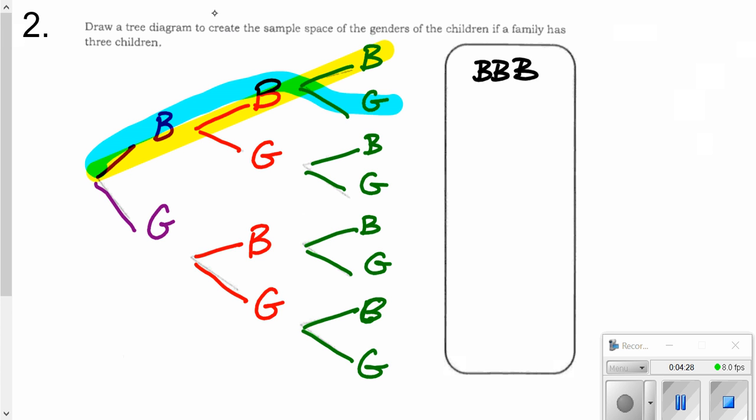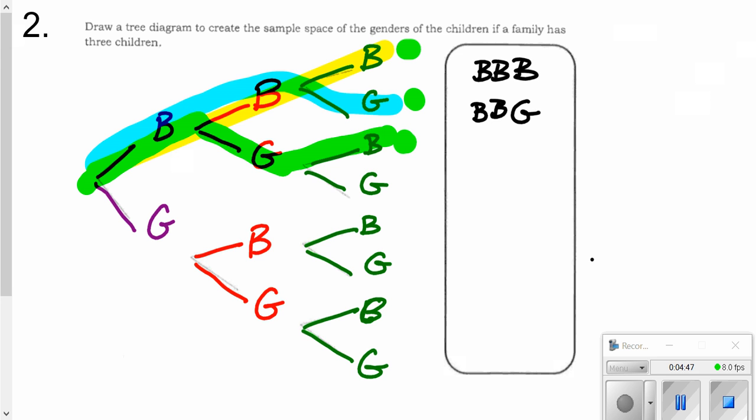Okay, so that pathway that I just highlighted in blue is boy, boy, girl. Then the next pathway would be, I'm not going to end up here or here. I'm going to have to end up here, right? I'm just trying to go down this line. So that would be boy, girl, boy.